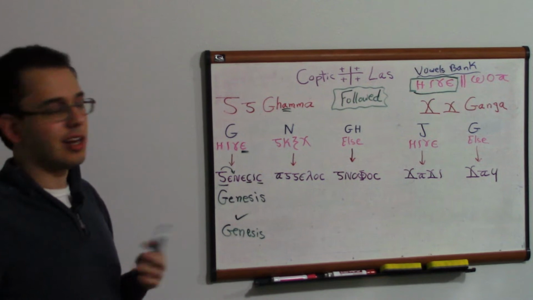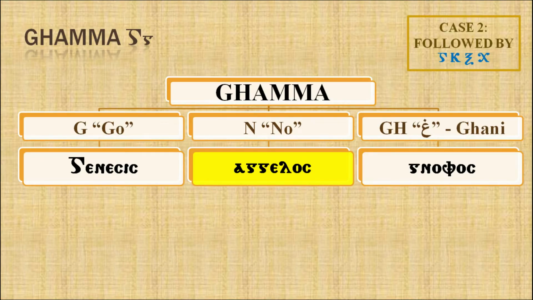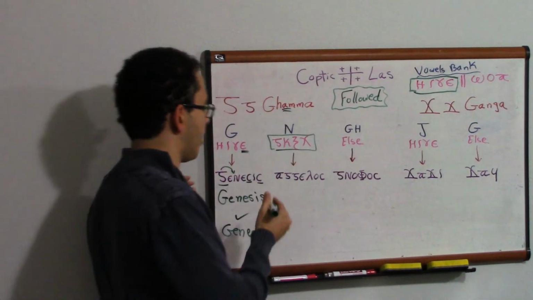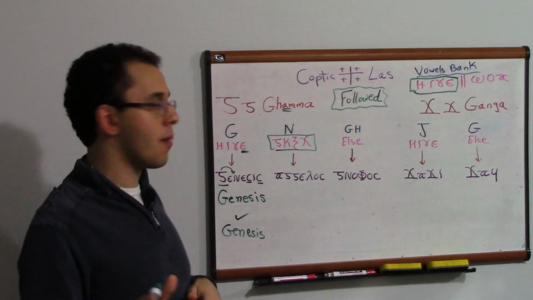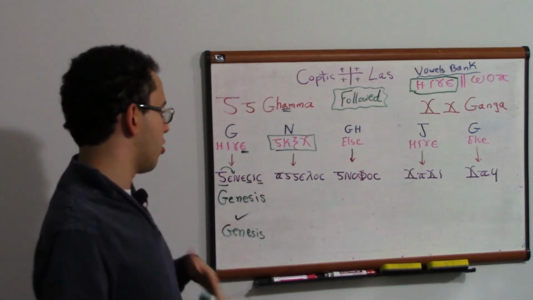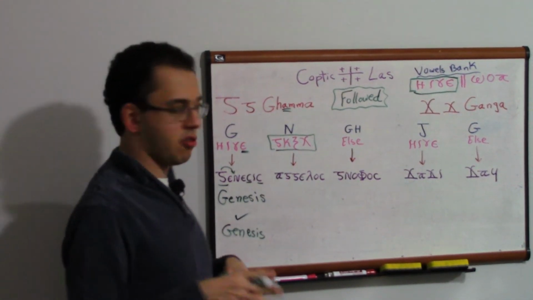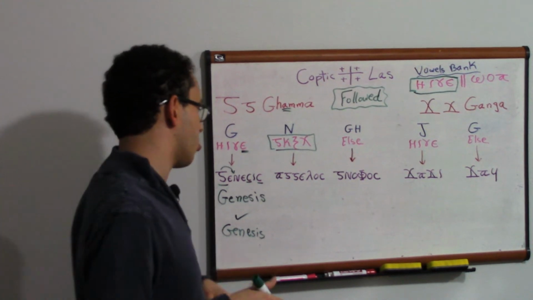In Coptic, it's Genesis. Then we have a set of 4 special letters, which if Ghamma is followed, again, remember keyword is followed, so if the Ghamma is followed by another Ghamma, by Kappa, by Xi, or Khi, if it's followed by any of those, then the Ghamma would make an N sound. And the very vanilla word that you always use in Coptic to remember that is Angelos. Angelos is a very vanilla word that everyone uses to demonstrate the N pronunciation.